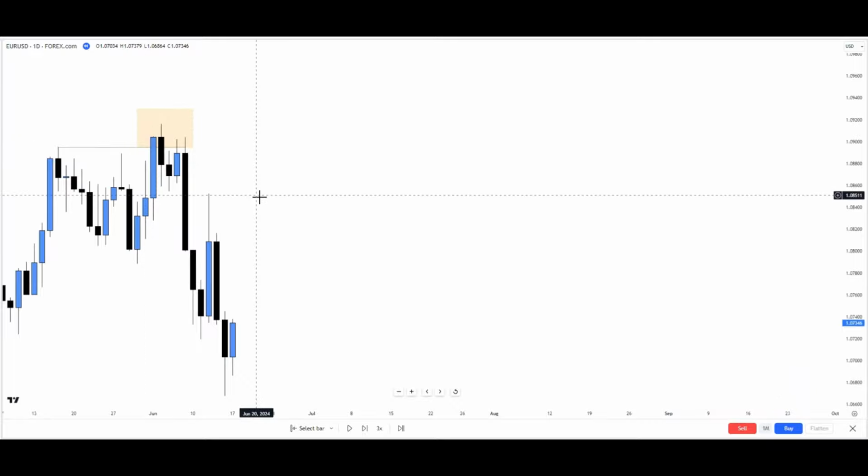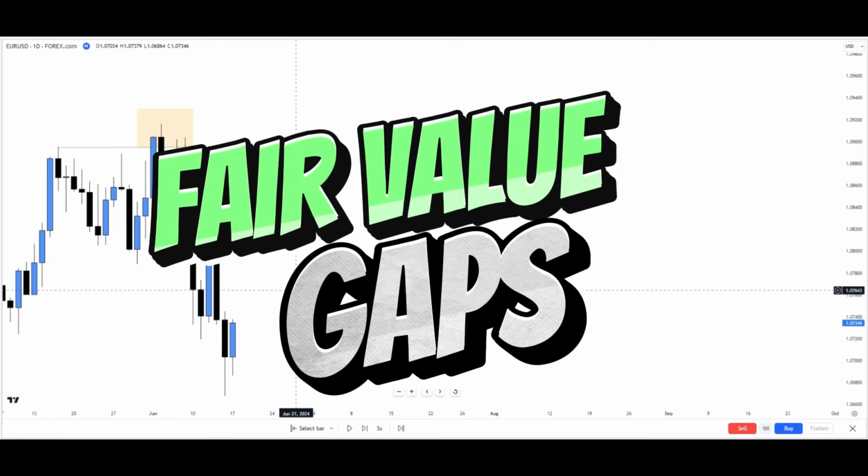So now, how do you tell the difference between a market structure shift or a liquidity grab? In other words, how do you tell when a liquidity grab is about to occur or when a market structure shift is going to hold? The secret and the answer is fair value gaps.